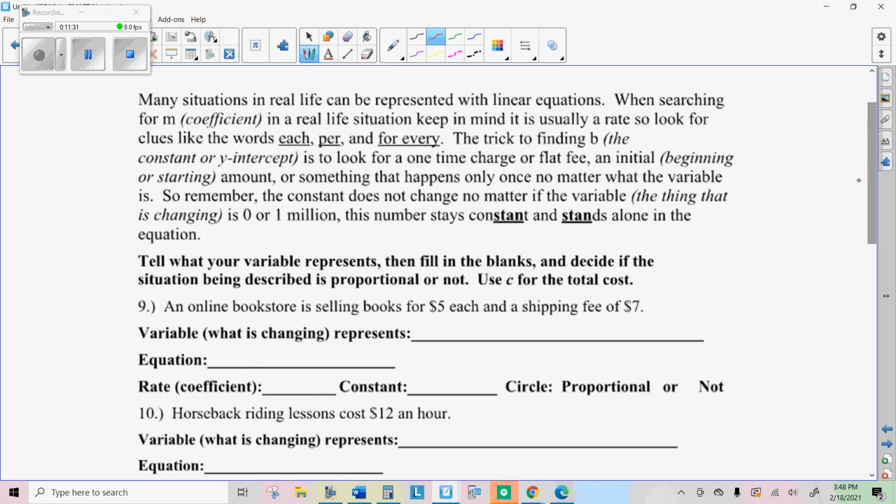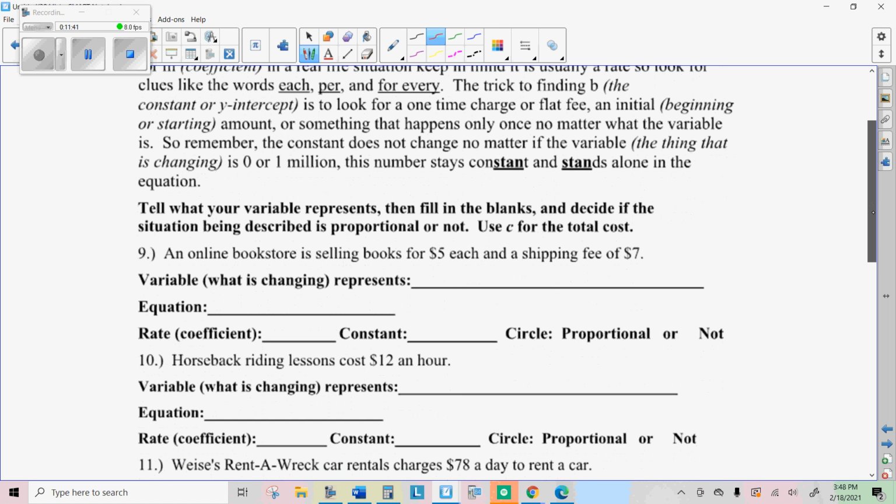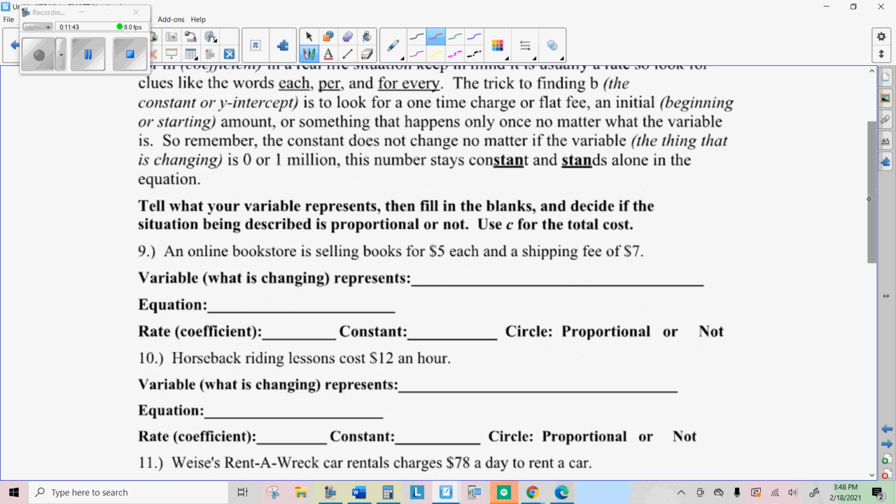Okay, so many situations in real life can be represented with linear situations. In that situation, you can figure out what the constant is and what the slope is, or the slope is actually the rate. So if you look closely, this online bookstore is selling books for $5 each. Right there, that would represent the rate, because it's a unit rate, how much it costs per item. So your rate is 5. That's going to be your coefficient in your equation.